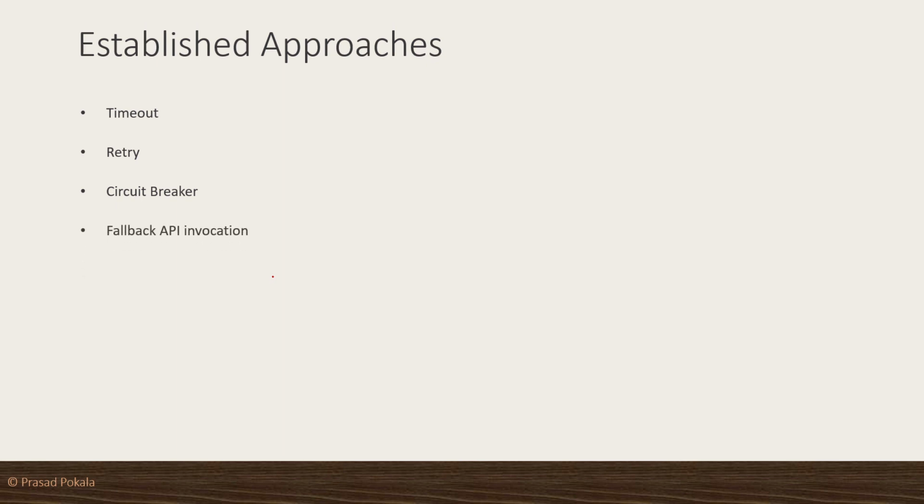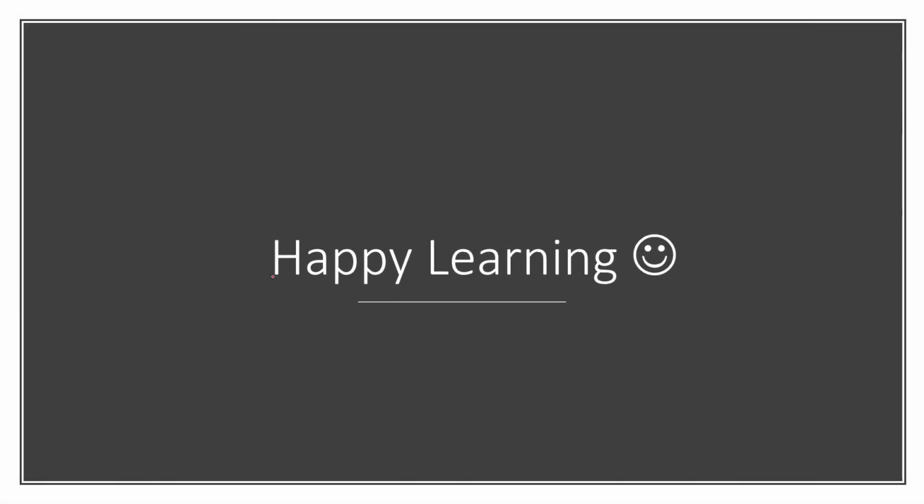Number four, fallback API invocations. Number five, API parallel invocations. Number six, cached fallback result, and the last one is static fallback result. So let us see what these are, and how we can implement or adopt these approaches in various scenarios one by one. All right, happy learning.